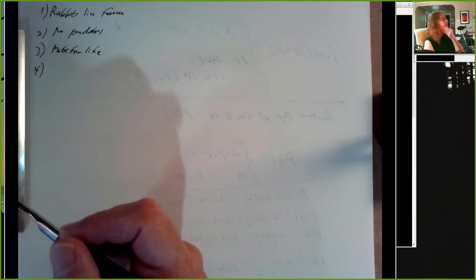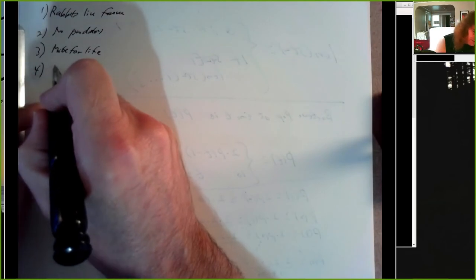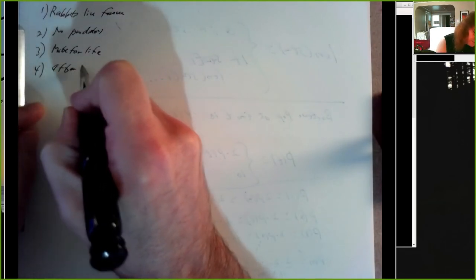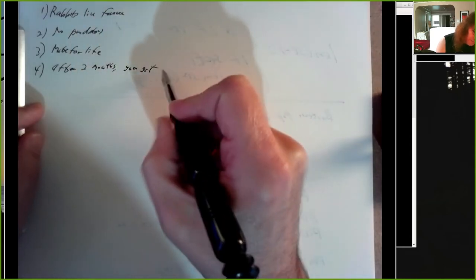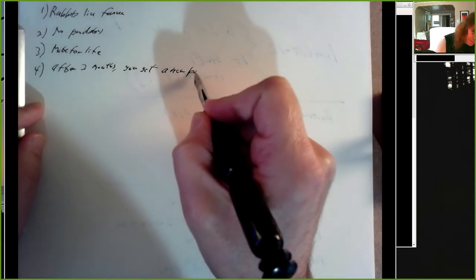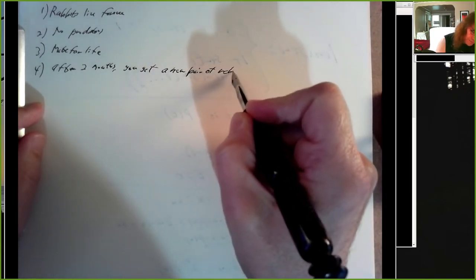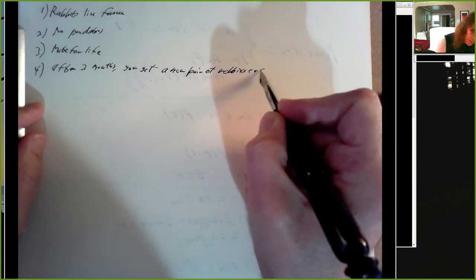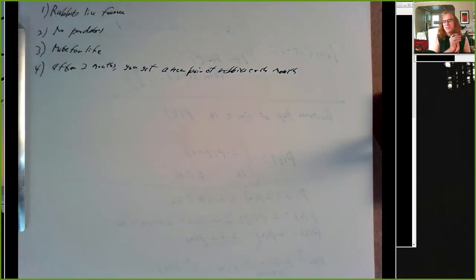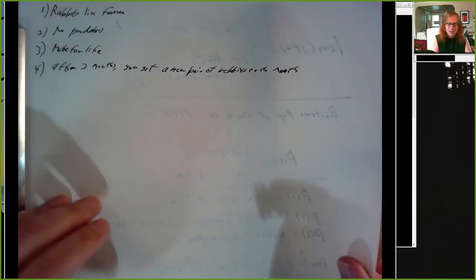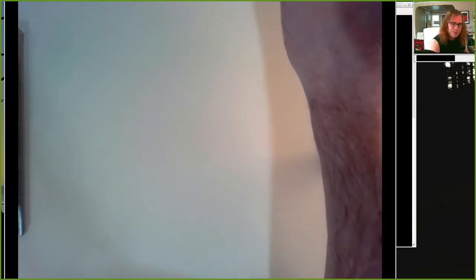All right, so rabbit population. After 2 months, you get a new pair of rabbits each month. Right, so once you have a pair of rabbits, every month after, starting with the second month, you get another pair of rabbits. And they breed like that forever. So it's a really simplified model of rabbit population. So let's just take a look at how this population grows.